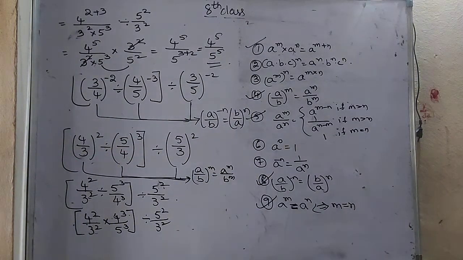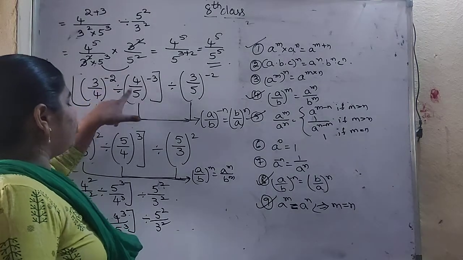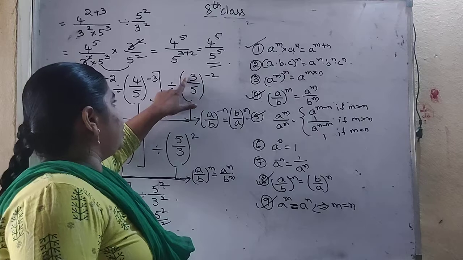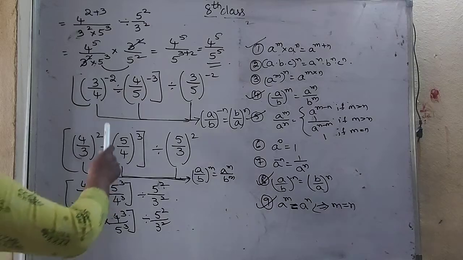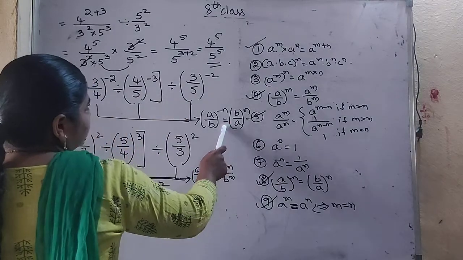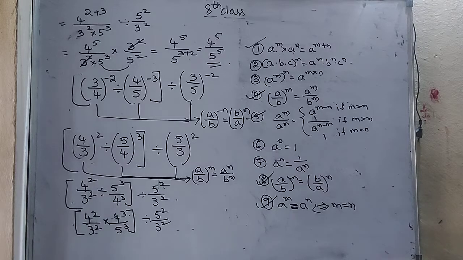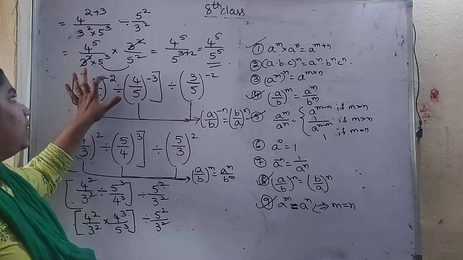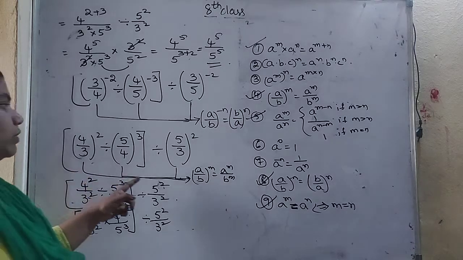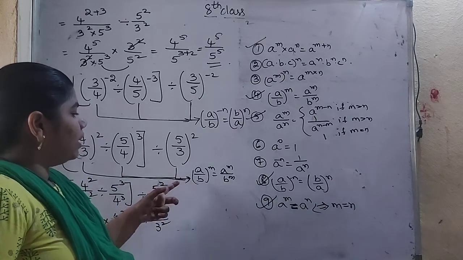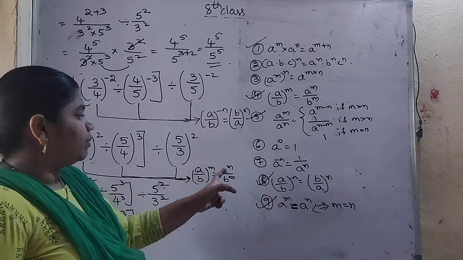Okay, so once again, what is the question? They have given us 3 by 4 whole square divided by 4 by 5 whole power minus 3 divided by 3 by 5 whole power minus 2. First I am converting this using the formula a by b whole power minus n is equal to b by a whole power n. I am reversing this term and the negative power will be converted to positive. Now which formula am I using? I am using this fourth formula, a by b whole power m is equal to a power m by b power m.